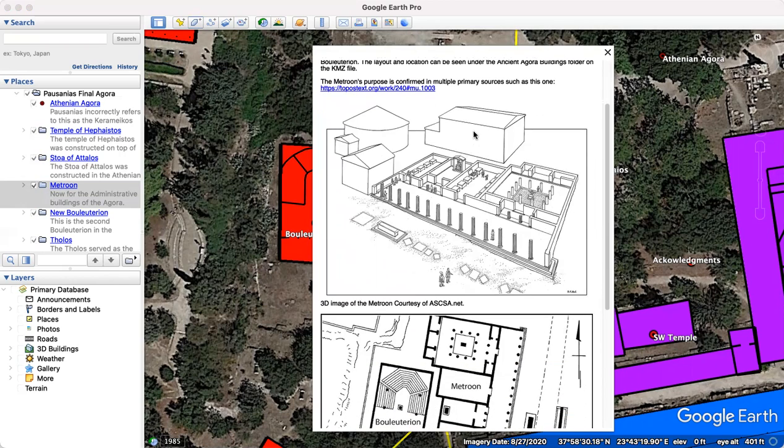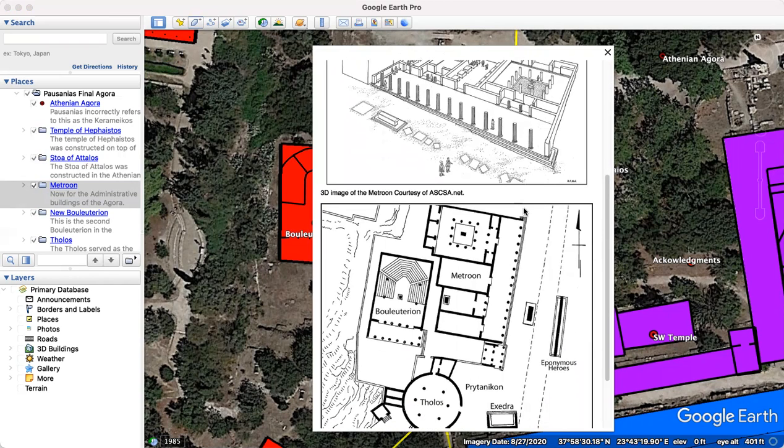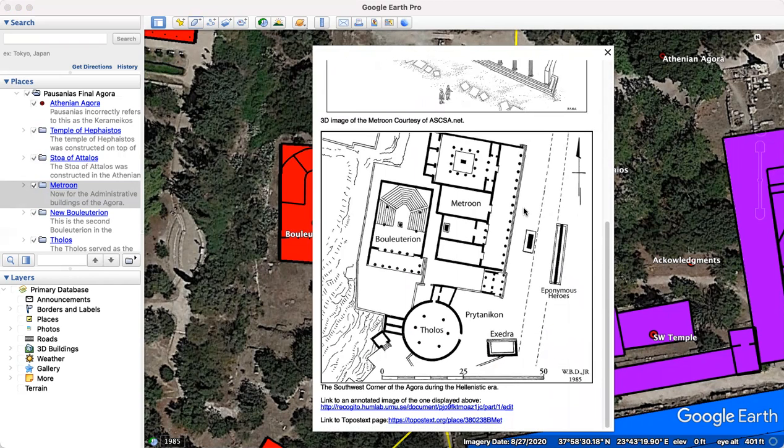Here's an image displaying what the Metron would have looked like at the time, though we don't know exactly what would have been in each of these buildings because it is not a greatly preserved building. And this is an image of just the plans for the entire southwest corner of the Agora. As you can see, the Tholos, Bouleuterion, and Metron, as well as the eponymous heroes across the street. And as you can see at the bottom, there's also a link to the Topos text page and the Recogito annotated image.